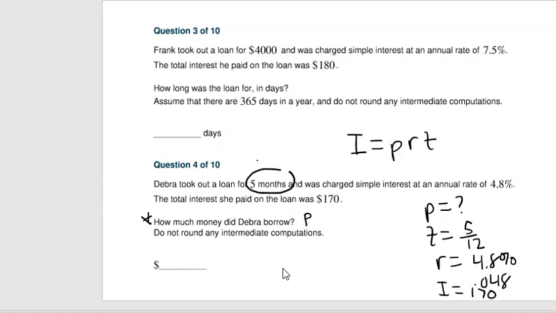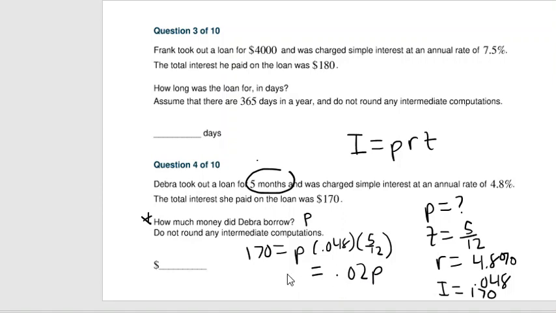Okay, so let's plug in all the things that we know. We know the I is 170. We don't know the principal, so we'll keep that a P. We know the rate is 0.048, and we know the time is 5/12 of a year. Okay, so if we're solving for the P, we want to multiply the 5/12 by the 0.048, and that's going to give us 0.02.